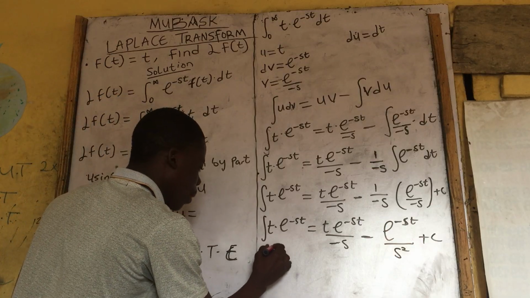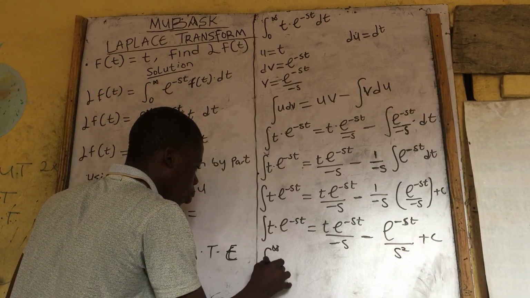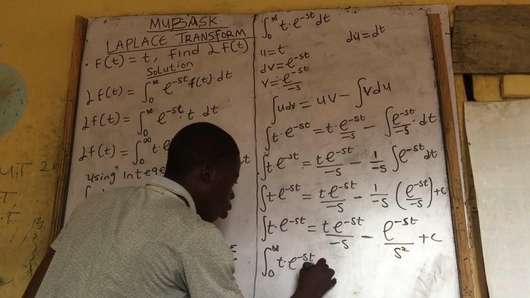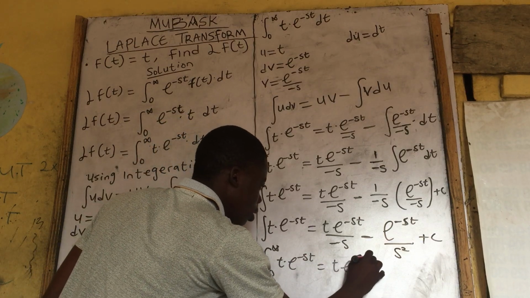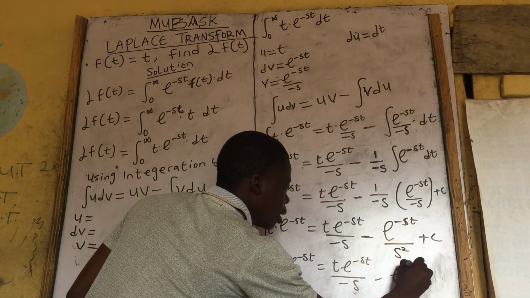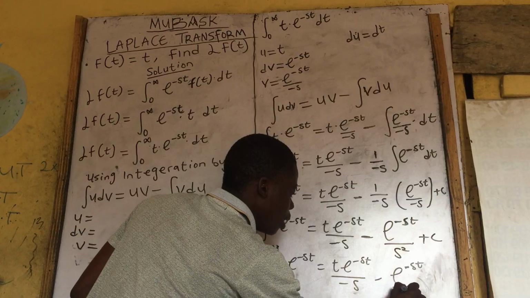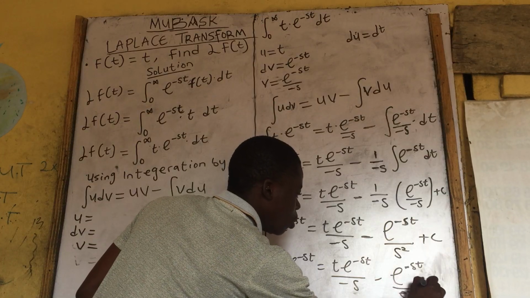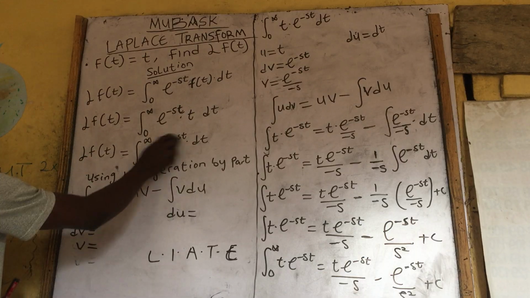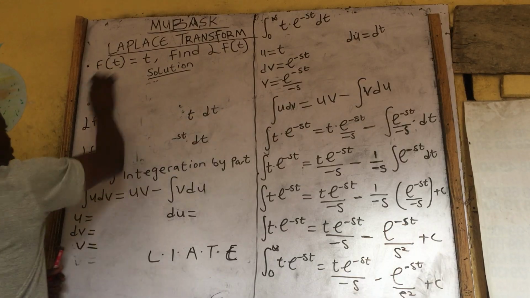Our upper limit is infinity. Our lower limit is 0. The integral of t times exponential minus st equals t exponential minus st divided by minus s, minus exponential minus st divided by s squared, plus c. So the next step, we should substitute it into our lower limit and upper limit.